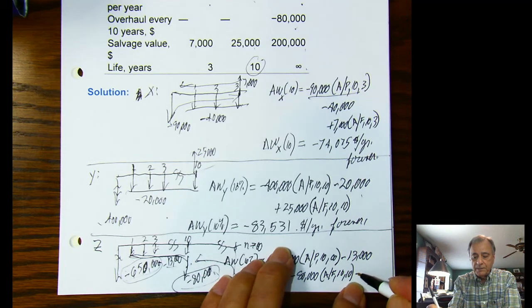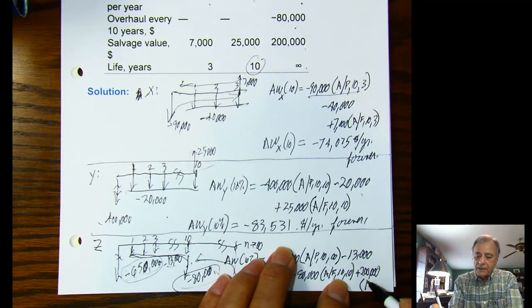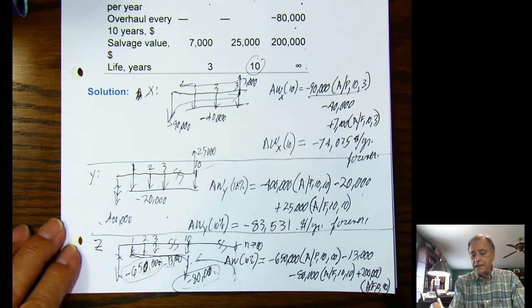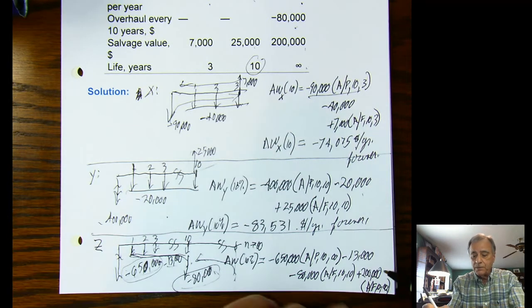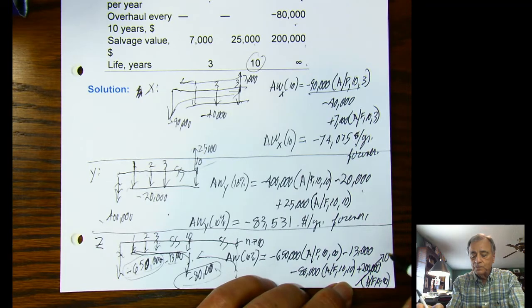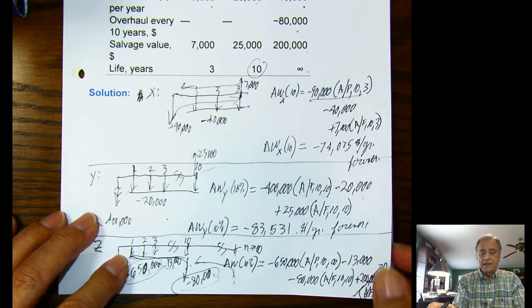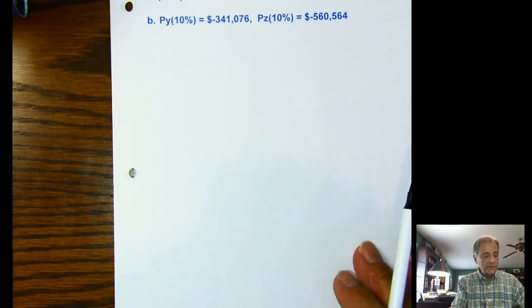So that's going to be plus 200,000, A given F, 10% for infinity. And like I said, this A given F is going to be 0. So this is going to go to 0. And we're going to be left with this stuff. And I'll put that on the next page, where I also have the final answer for you.